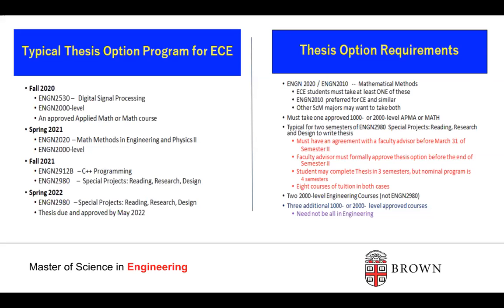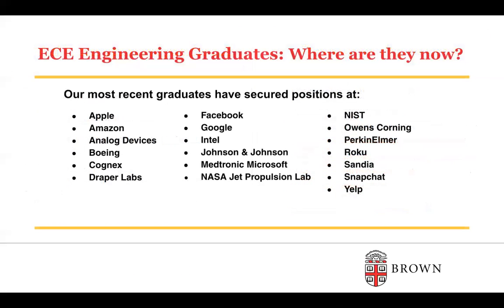Even as a non-thesis person, you can also take 1 course in reading and research and work with a faculty member for a semester. And that would count as one of the outside courses, not one of the basic 2000 level courses in engineering. I think that's pretty much it for what I put in here. Yeah, thank you, Harvey.